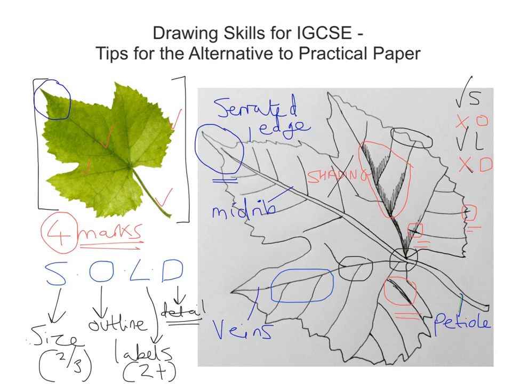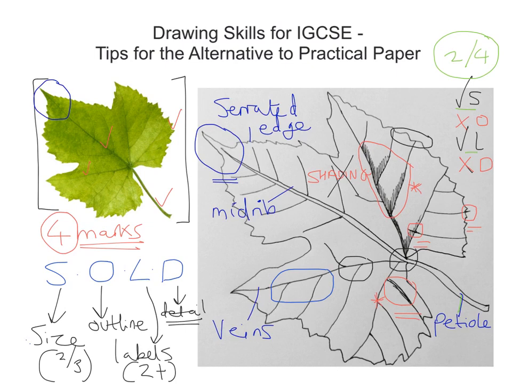So for this particular question, I would score 2 out of 4, because I have the size and the labels. For the outline, I would just need to keep things a little bit neater, so where I put an asterisk here, just avoid things like that. And if I avoid the shading, that would get the mark for detail. So there you have it.